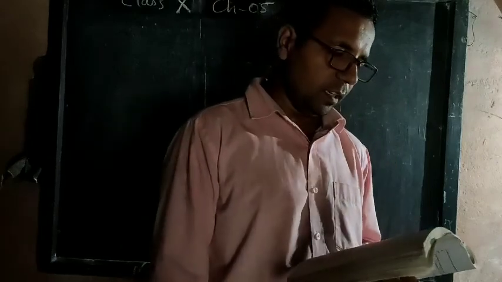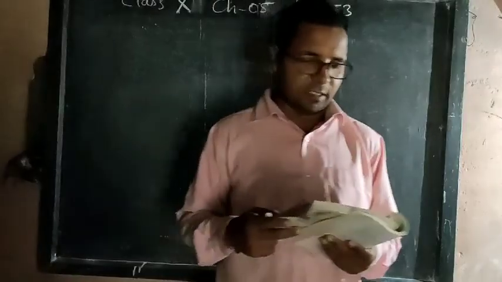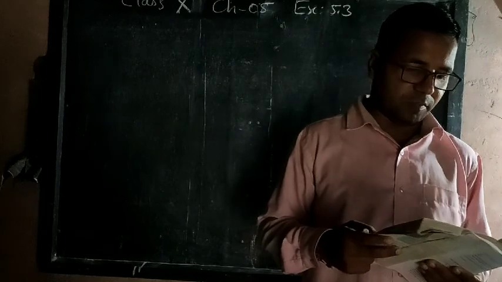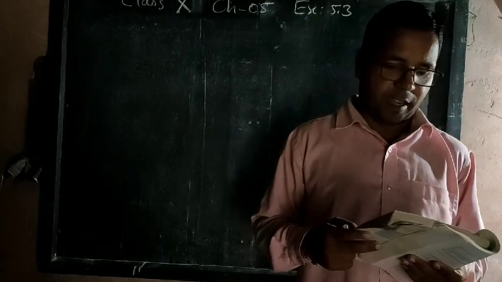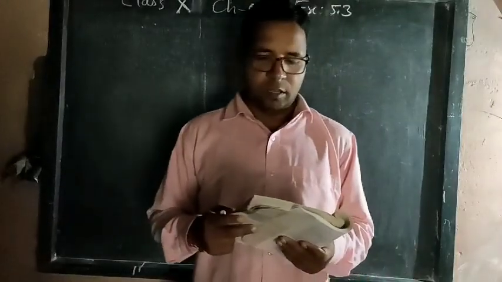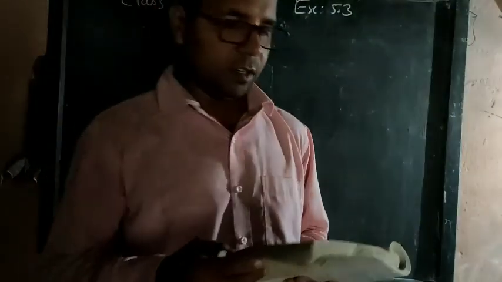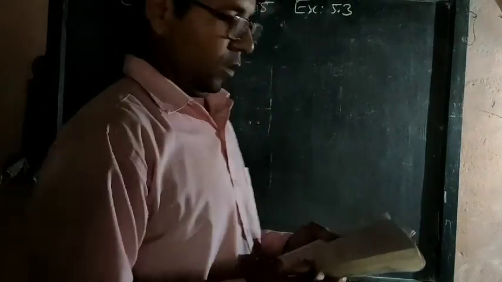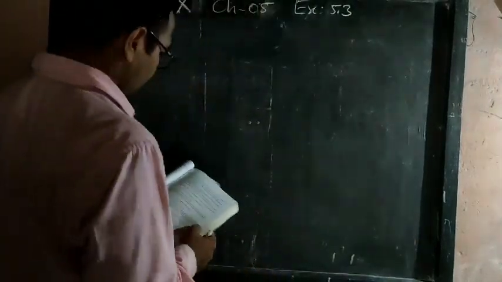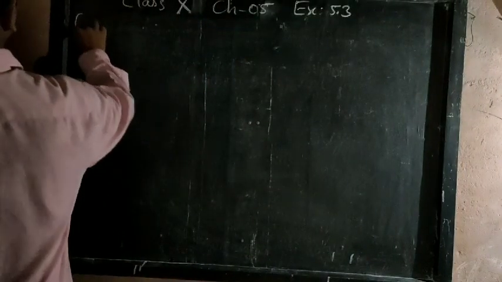Let's see here. Question number 7 says: find the sum of first 22 terms of an AP in which d is equal to 7 and the 22nd term is 149. So find the sum of first 22 terms.